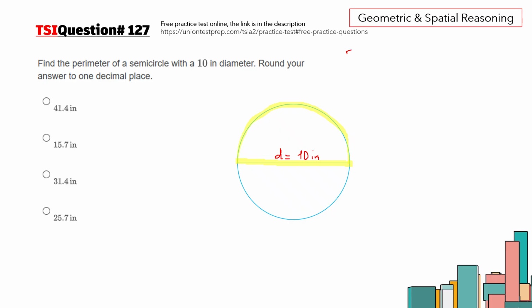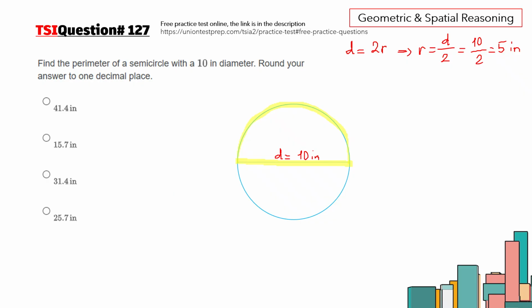The diameter is equal to 2 times the radius. To solve for the radius, we take the diameter divided by 2. So D is 10 divided by 2, and you will have 5 inches for the radius.